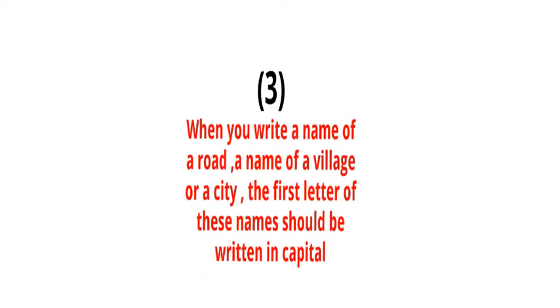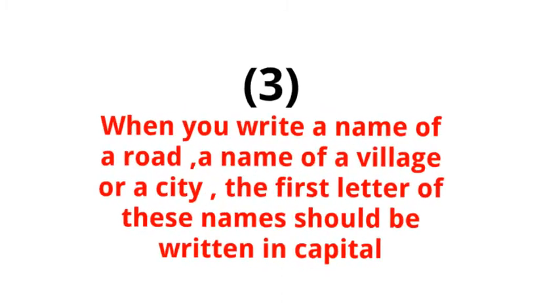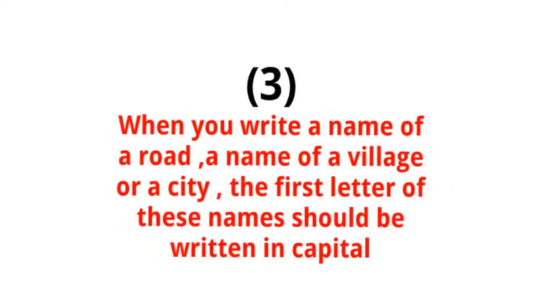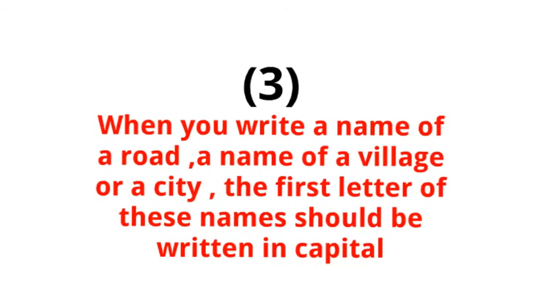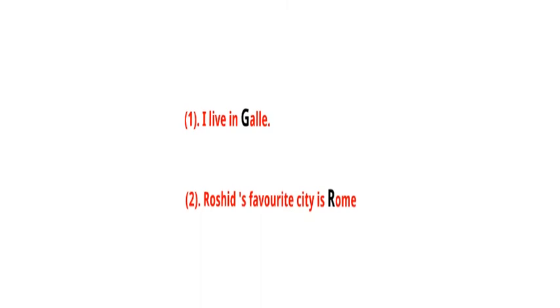Our third point. When we write a name of a road, a name of a village or a city, the first letter of these names should be written in capital. Here are the instances for this. First one, I live in Gaul. Gaul is a city. So we write the letter G in capital because the first letter of Gaul is G.